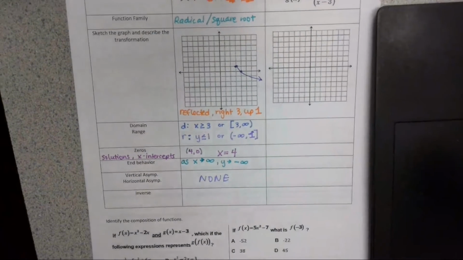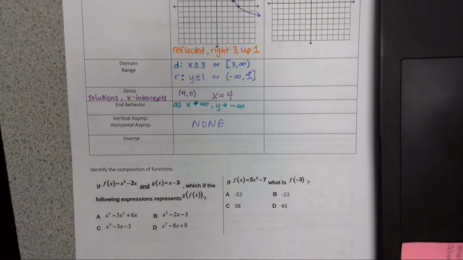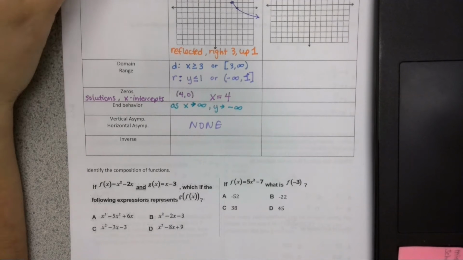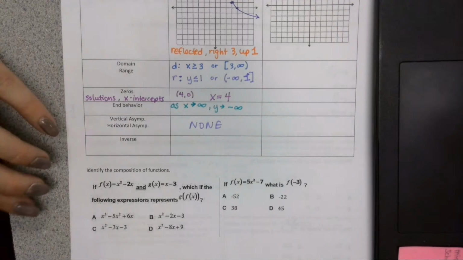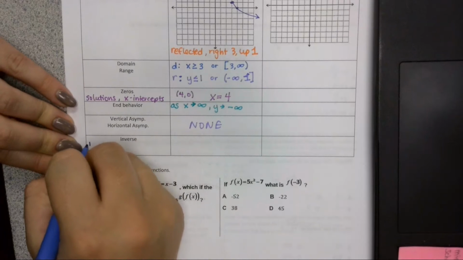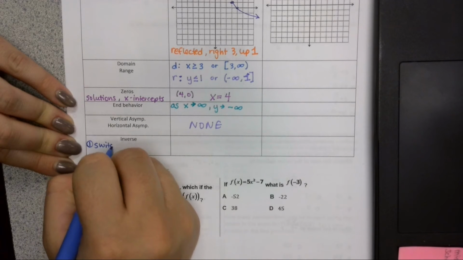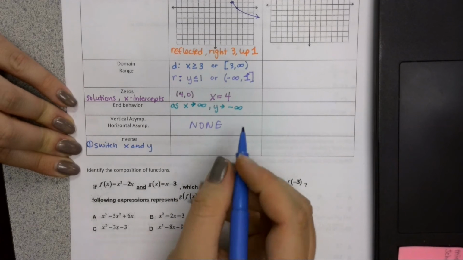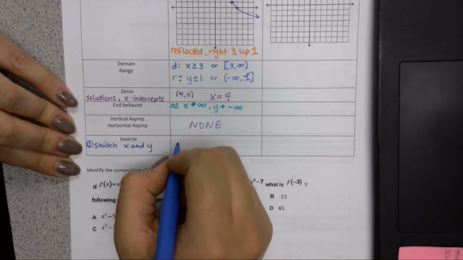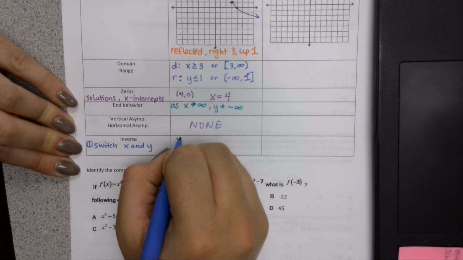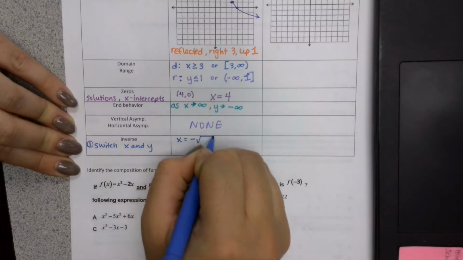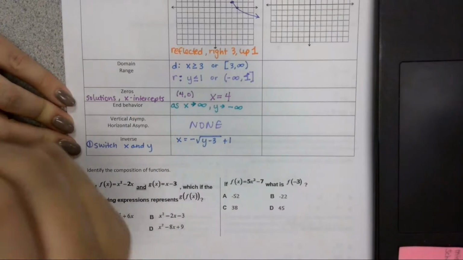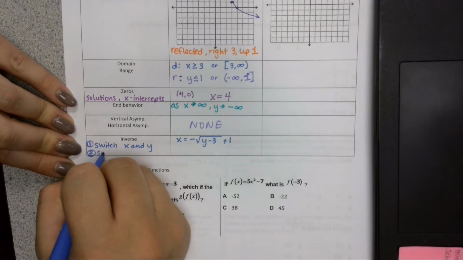Inverse, however, very popular question. Most of the time you're going to get a question that's multiple choice, and it will say select which of the following is the inverse. But to find the inverse, just for a refresher, we're going to switch x and y. So our function was y equals negative square root of x minus 3, plus 1. So we're going to say x equals negative square root of y minus 3, plus 1. And then our second step is to solve for y.